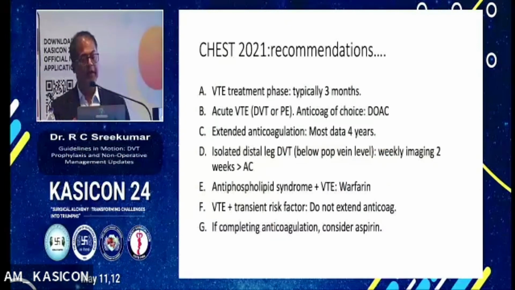If it's acute DVT, it is better to go for DOACs, apixaban or dabigatran. If it's extended anticoagulation, most data says most of these patients require only up to 4 years. Even after 4 years, you can reconsider it. There is not much advantage if you continue medicines more than 4 years. If it's an isolated distal leg DVT, follow up the patient, do a follow-up scan, and see that the volume of the thrombus is not increasing and the clot is not progressing. The risk of pulmonary embolism is very low in this category, so they mostly don't need an anticoagulant.